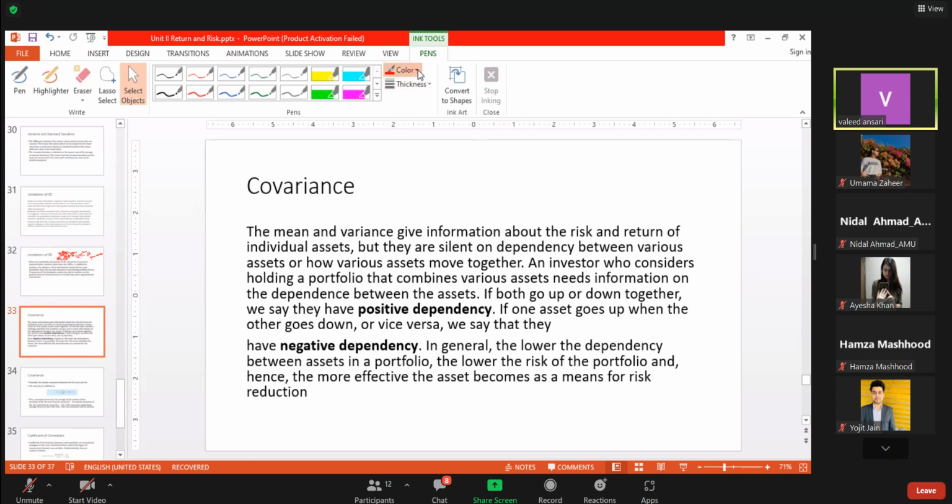Now coming to another issue. Despite all these drawbacks and limitations, the SD will provide a measure of risk for individual stocks. If you want to calculate the risk of an individual asset or security, then standard deviation or variance, which is the square of this, can provide it.